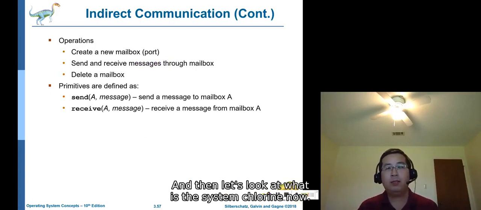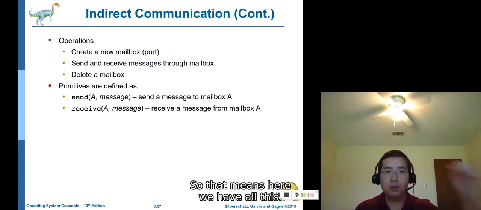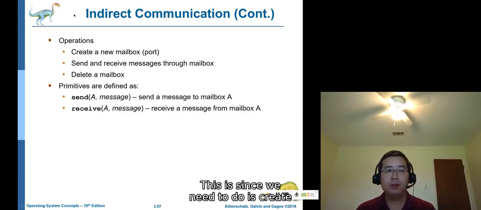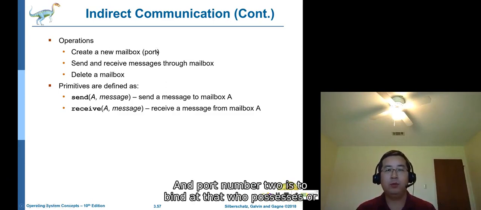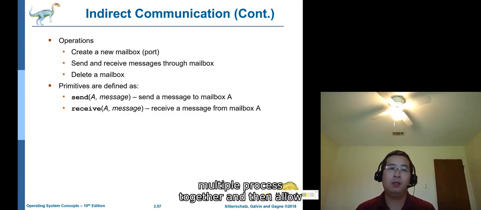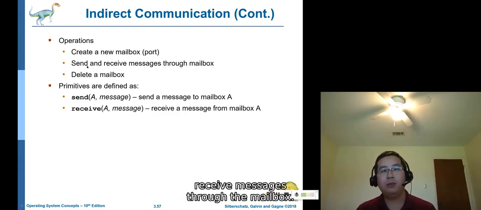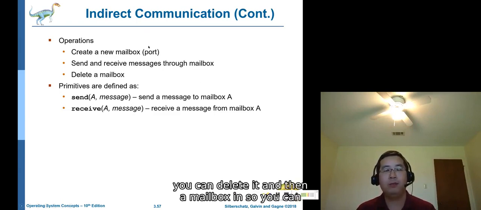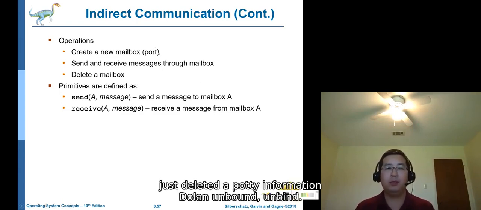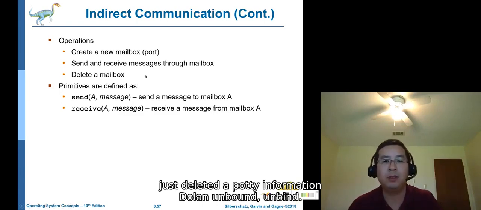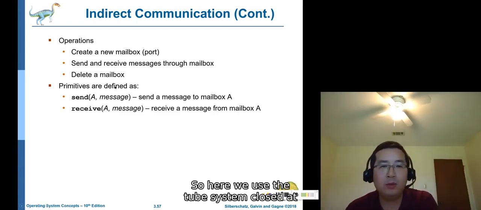Now let's look at the system calls. Here we have things we need to do. Create a new mailbox means creating a port number to bind two or multiple processes together, and then allow them to send and receive messages. The next is sending and receiving messages through the mailbox, and when you finish, you can delete that mailbox. That means you just delete the port information, which unbinds it.